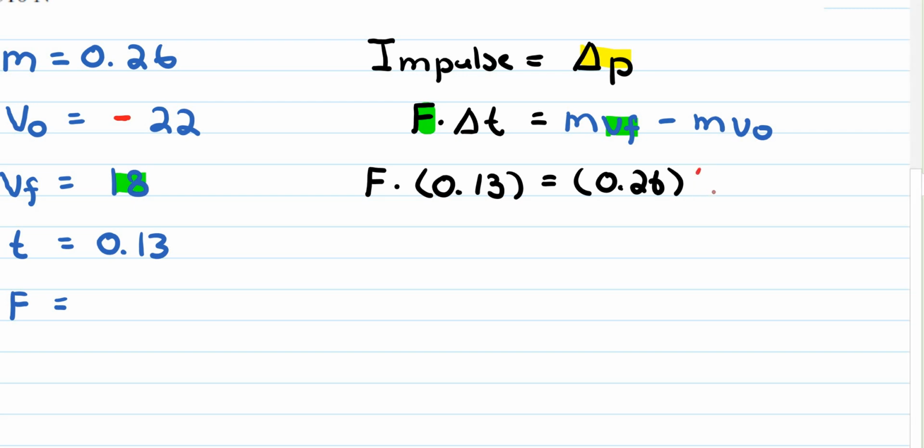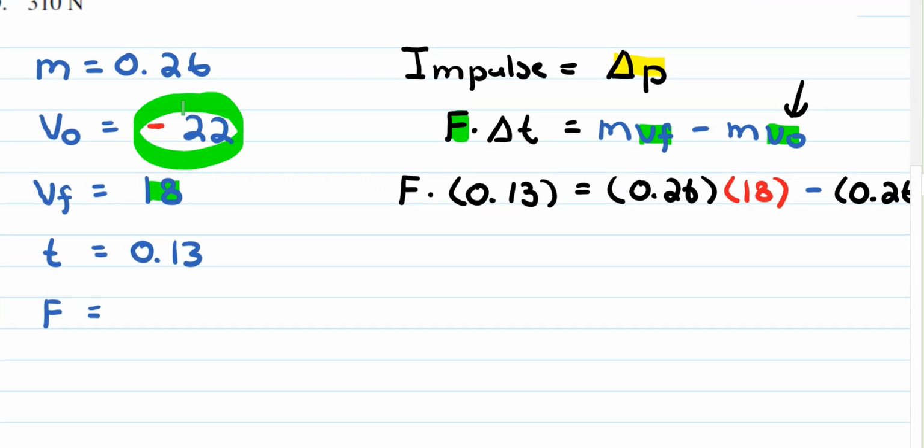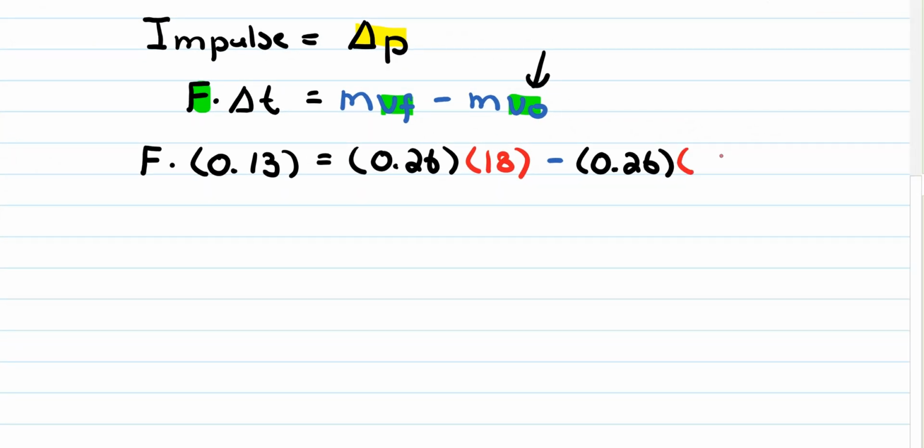So let's just times this by 18. And then we're going to minus the mass again, which is 0.26. And then what is the initial velocity? Well, the initial velocity was -22 because it's going in the west direction. So we can times this by -22. Okay, and then with that, we should have enough information to find the force that's acting on this problem here.